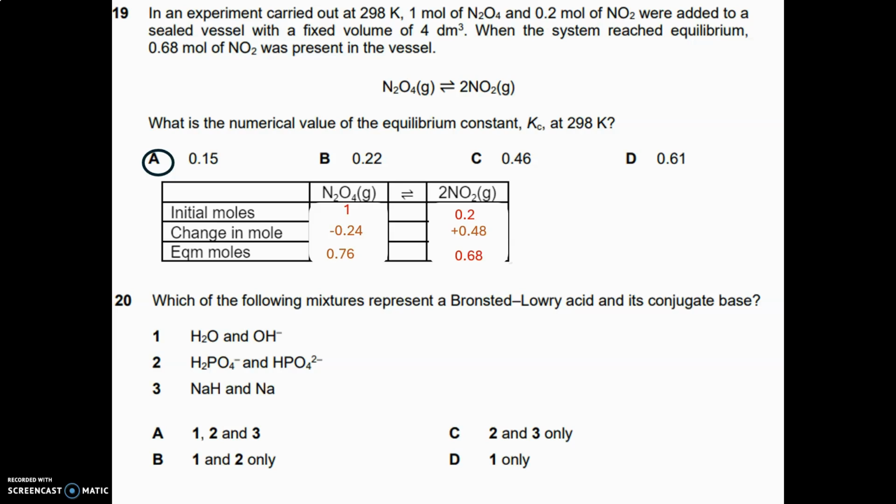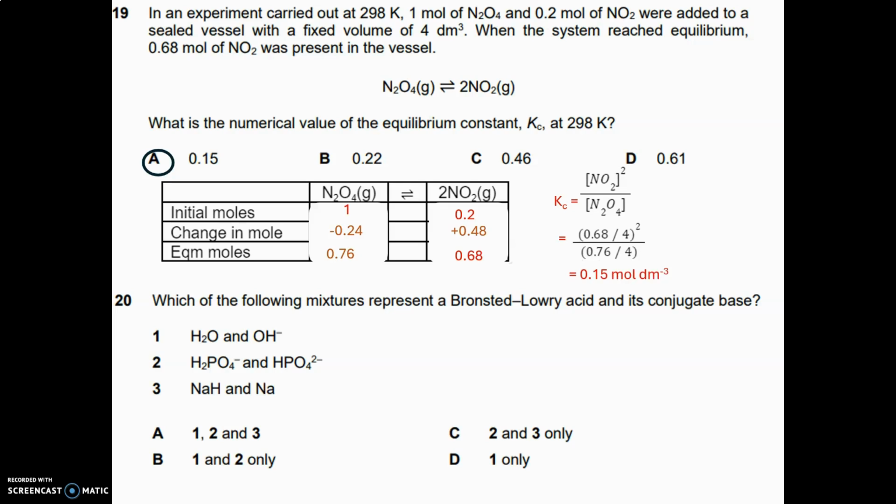So now that we have the amounts of these two species at equilibrium, we can write our Kc expression. Remember that we have done our ICE table in moles, but Kc is calculated in terms of concentrations. So we need to divide by the volume of the container when we calculate Kc. So the Kc value is 0.15.